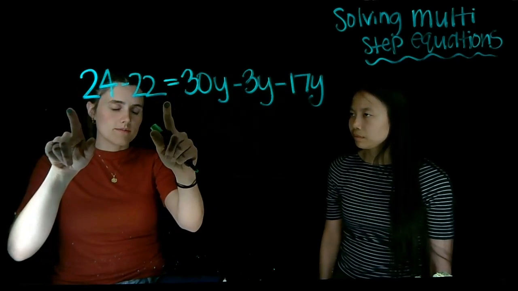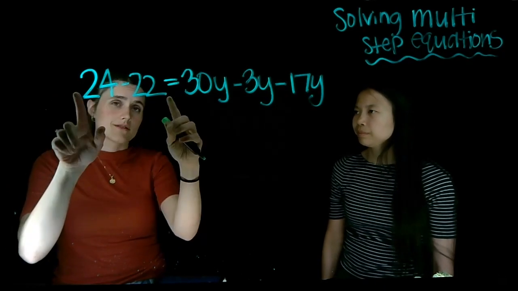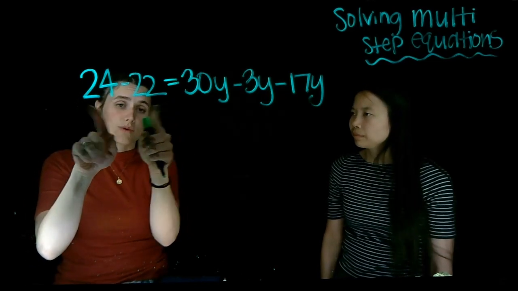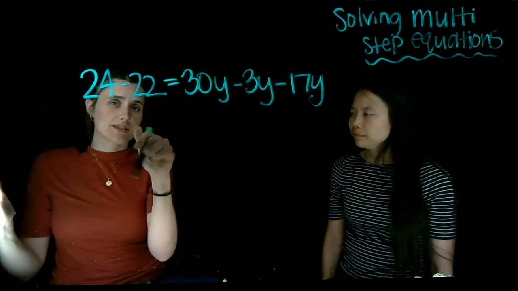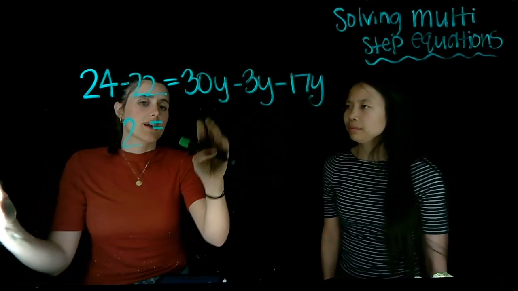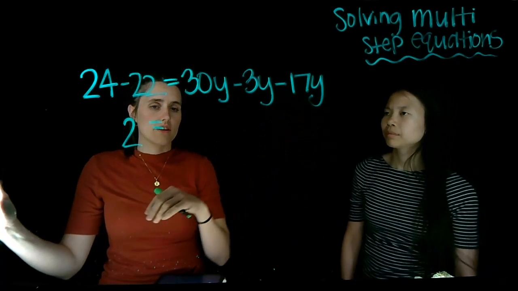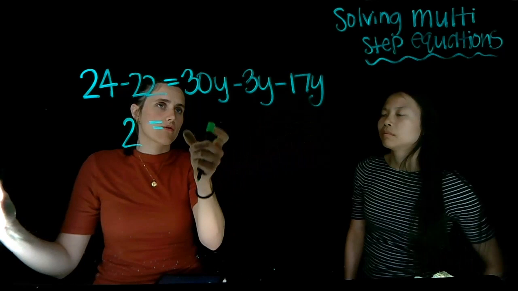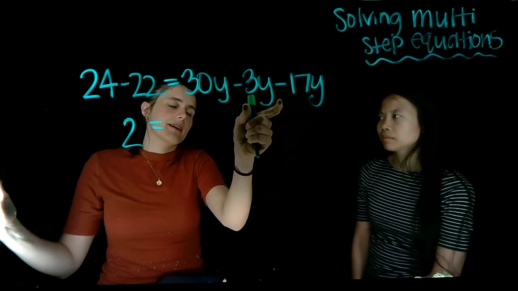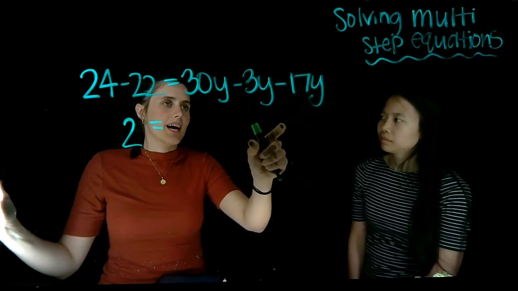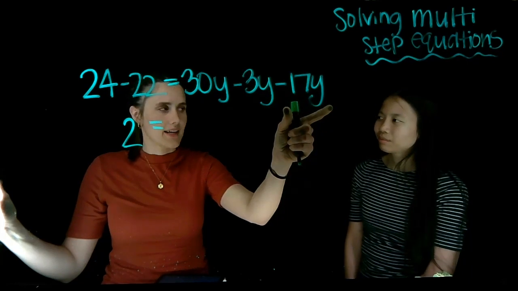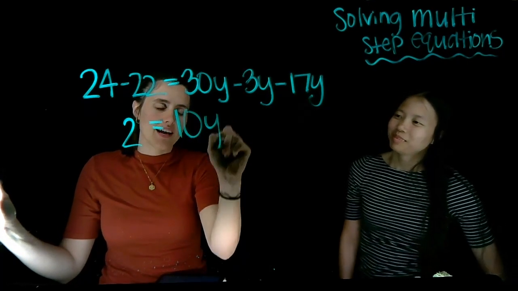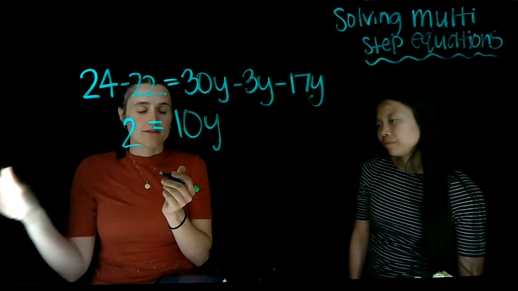So these two terms on the one side of the equal sign don't have any variables, and they're just constants, so we can combine those. 24 minus 22 is going to give us 2. Okay, and then all of these terms on the other side of the equal sign have a y included in them, so we can combine all of these terms together. So if we have 30 and then we subtract 3, then we have 27, and then we subtract 17, we have 10. So then we have 10y on this side.